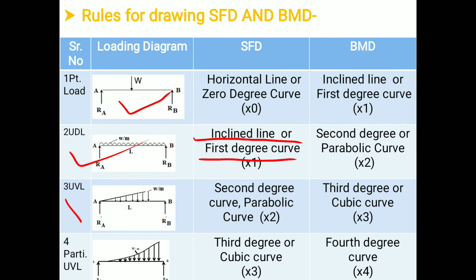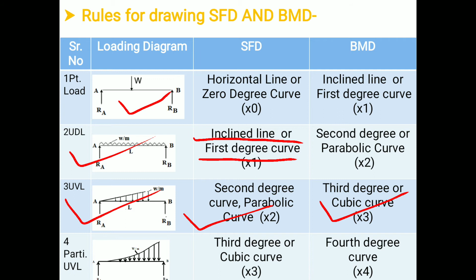The third type of loading is uniformly varying load, UVL. For uniformly varying load, the shear force diagram should have a parabolic curve of second degree, and the bending moment diagram should have a cubic curve of degree 3. And remember that a moment has no effect in the shear force diagram, whereas in the bending moment diagram you will observe a vertical line for the moment.